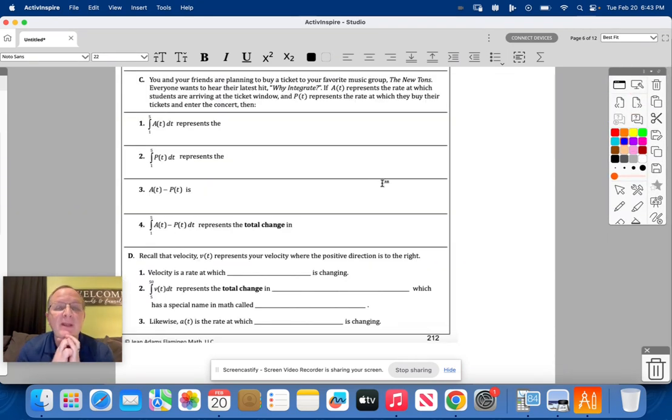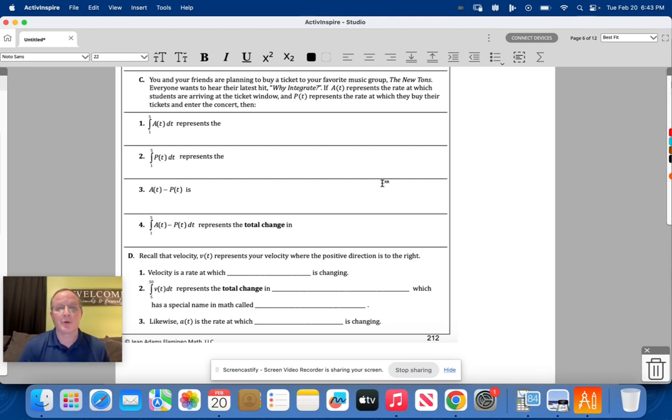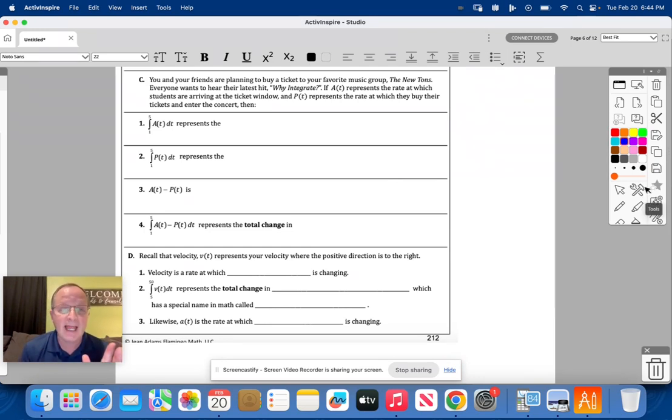Next. You and your friends are planning to buy a ticket to your favorite musical group, the Newtons. Everybody wants to hear their latest hit, Why Integrate? If A of t represents the rate at which the students are arriving at the ticket window, and P of t represents the rate at which they buy their tickets and enter the concert, this is talking about the line. They're standing in line to buy their ticket, and then they leave the line.